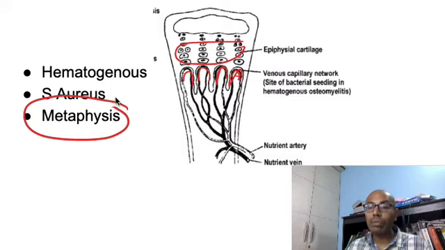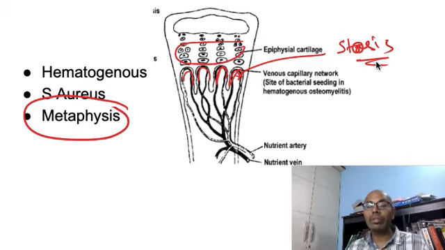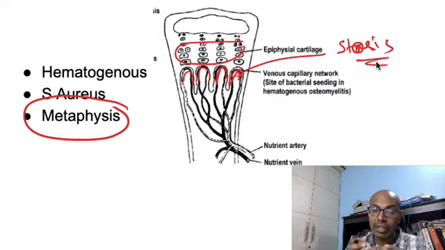And what does this loop-like structure cause? It causes stasis of the blood here. And because of the stasis of the blood, what happens? The bacteria gets time to get seeded there. So the bacteria enters there, and the metaphyseal region is the most common region where infection occurs, because there is a stasis of blood because of the loop formation of the vessels, right?